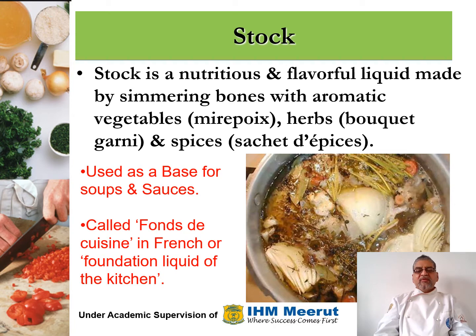Now, when we talk about mirepoix, there are six vegetables which are used in mirepoix: carrots, onions, garlic, turnip, leeks, and celery. These six vegetables are roughly cut and mixed with the bones, and their purpose in a stock is just to provide flavor to the stock. Combined all together, these six vegetables are known as mirepoix.